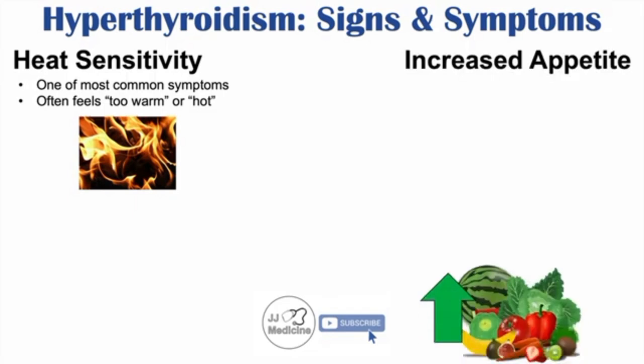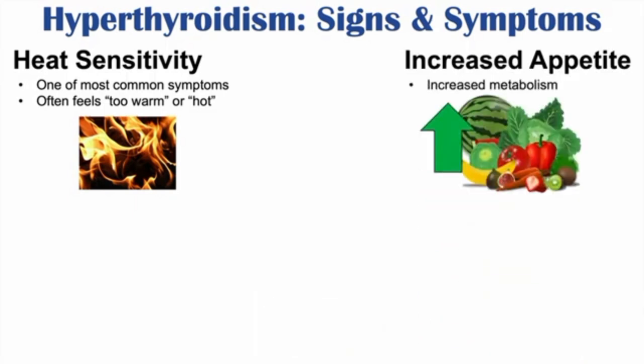Another one is increased appetite. So increased appetite is ultimately due to increased metabolism. As we mentioned before, metabolism is one of the three M's that is mediated by thyroid hormones. So higher thyroid hormones is going to lead to increased metabolism. So an increased appetite is going to be a result of that.